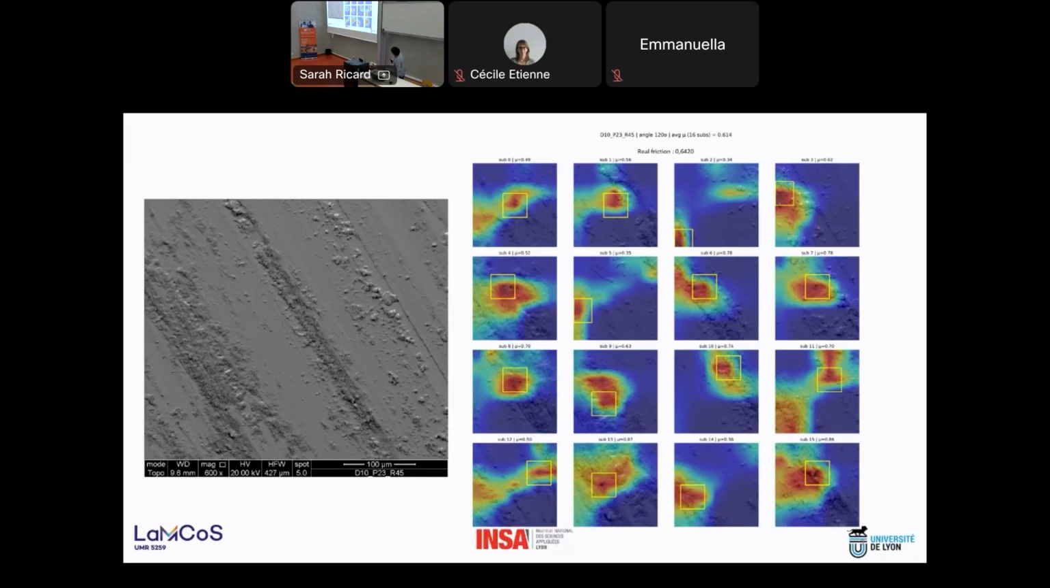However, for some sub-images, we do notice that the model underestimates the friction value, and for some other sub-images, it overestimated them. This highlights the problem that I've stated earlier, that we have assigned the same friction coefficient to every subset, which is not necessarily true.